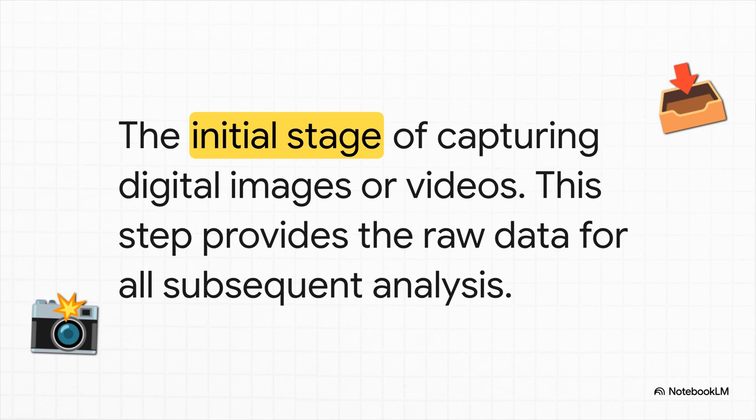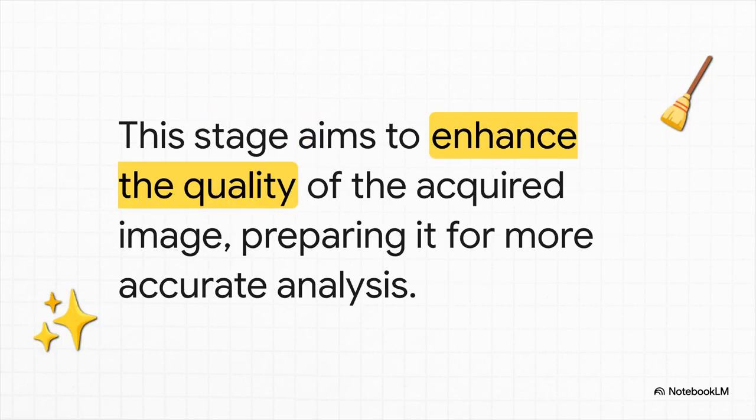First up, image acquisition. This one's pretty straightforward. It's exactly what it sounds like. You're just capturing the visual data, whether that's with a camera, a scanner, whatever. This is ground zero. Next comes a step that is absolutely crucial, pre-processing. You could almost call this the unsung hero of computer vision. The whole point here is to clean up the image, because the better the quality at this stage, the more accurate everything else is going to be down the line.